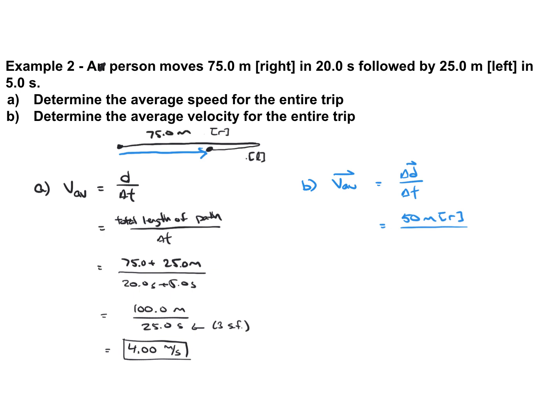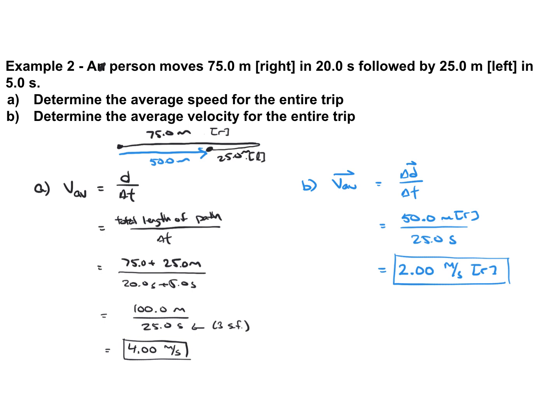75.0, 25.0, and then 50.0. So it'll be 50.0 meters. And then the time is, again, 25.0 seconds. Okay, so we'll divide these out. You get 2, but to 3 significant digits, it'll have to be 2.00 meters per second to the right.